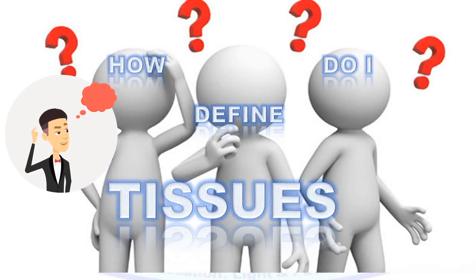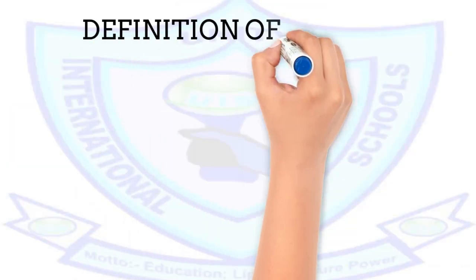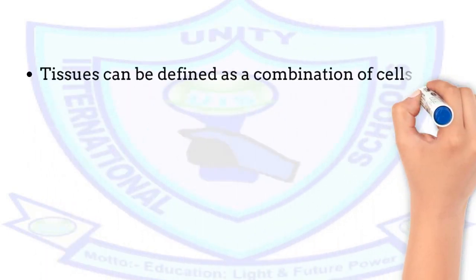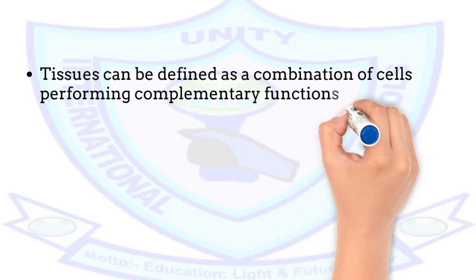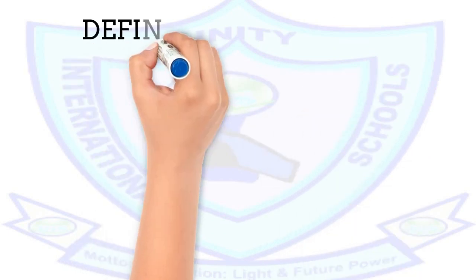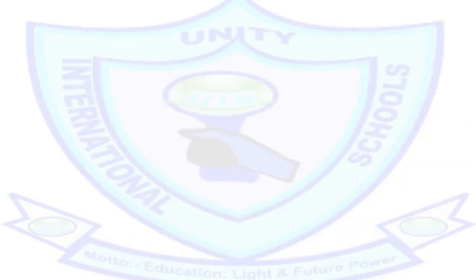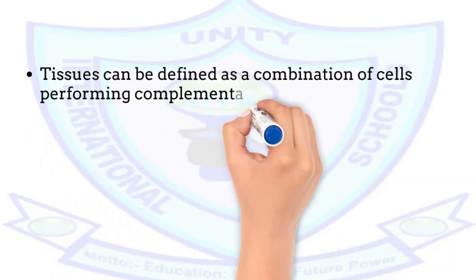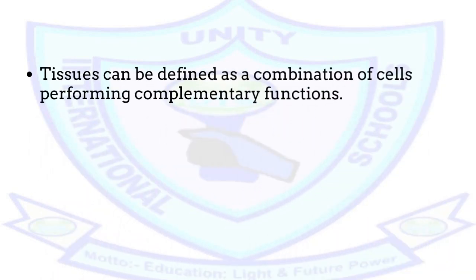How do I define tissues? Definition of tissues. Tissues can be defined as a combination of cells performing complementary functions. Let's repeat the definition of tissues. Tissues can be defined as a combination of cells performing complementary functions.